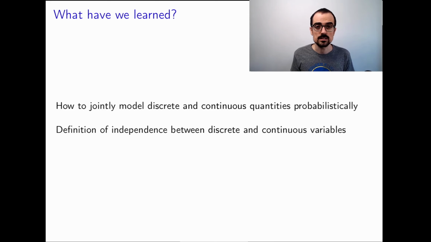Okay, so what have we learned? We have learned how to jointly model discrete and continuous quantities within the same probabilistic model. And we have also defined independence and conditional independence for discrete and continuous random variables.